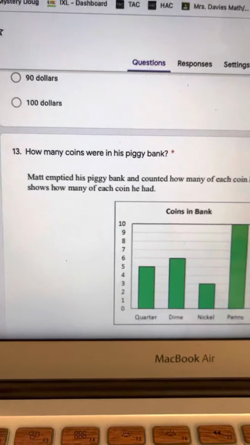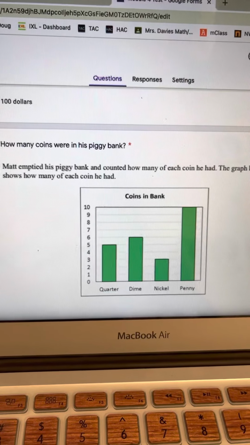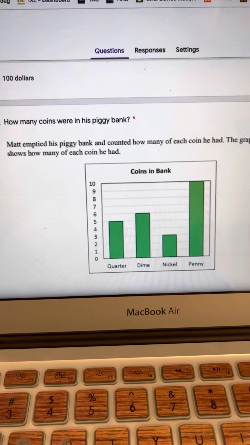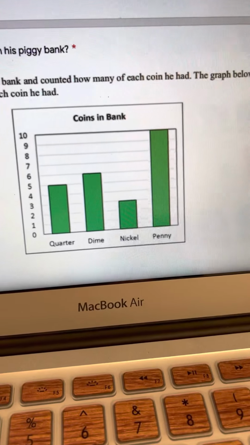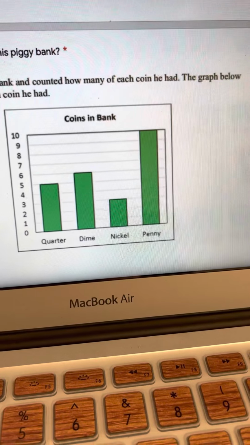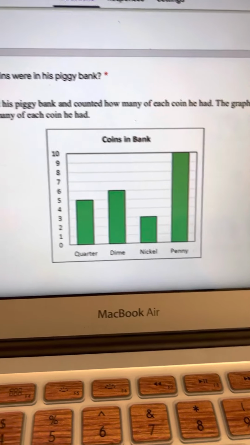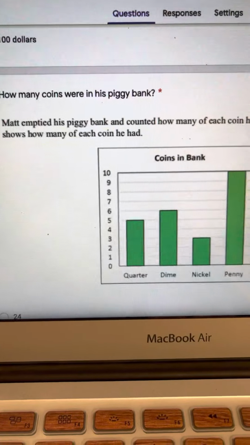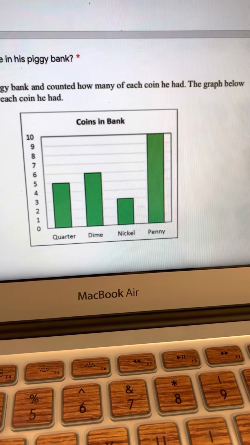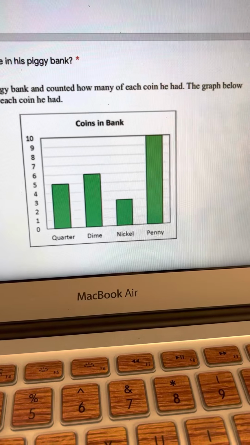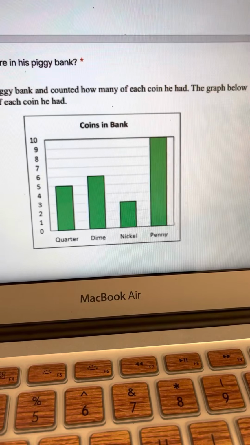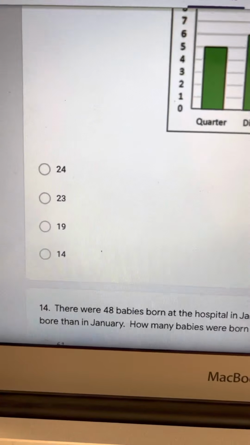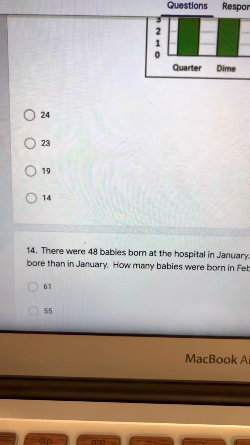All right, this next one, it says Matt emptied his piggy bank and counted how many of each coin he had. The graph below shows how many of each coin he had. So he had some quarters, some dimes, some nickels, and some pennies. Number 13 says how many coins were in his piggy bank. So we're just counting the total number of coins, not how much money he had. Okay, so it's 24, 23, 19, or 14.